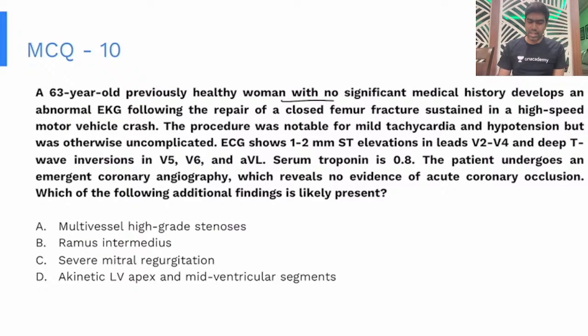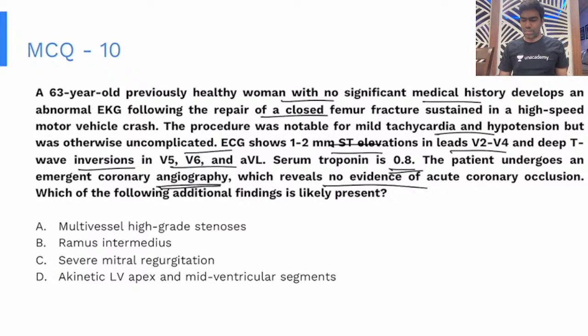So here you have the 10th MCQ. A 63-year-old previously healthy woman with no significant medical history develops an abnormal EKG following a repair of a closed femur fracture sustained in a high-speed motor vehicle crash. The procedure was notable for a mild tachycardia and hypotension, but otherwise uncomplicated. ECG shows 1 to 2 mm ST segment elevations in leads V2 to V4 and deep T-wave inversions in V5, V6 and aVL. Serum troponin is 0.8 and the patient undergoes an emergency coronary angiography which reveals no evidence of acute coronary occlusion. Which of the following additional findings is likely to be present?